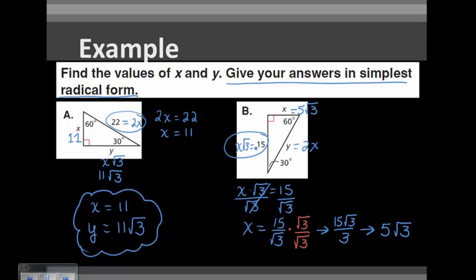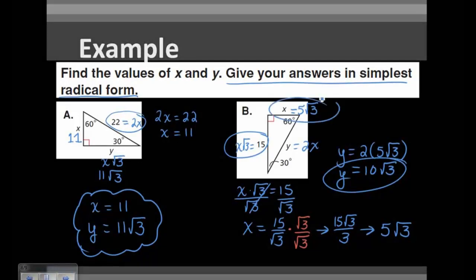So we've got two sides. We've got the 15. We've got the 5 square roots of 3. And then this side is 2x. So y is equal to 2 times 5 square roots of 3, which is actually 10 square roots of 3. So we found y and we found x.